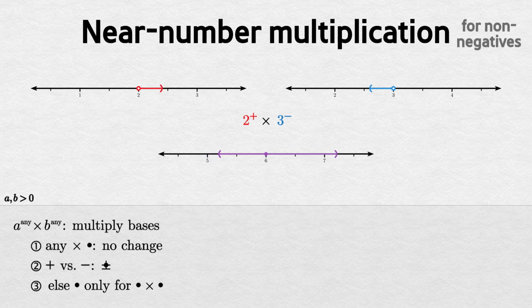Now let the near numbers squeeze. We see something that fits into 6 plus minus dot. We can do similarly for any other pair of basic finite near numbers with positive bases to see what happens, so it's not essential to memorize the rule.